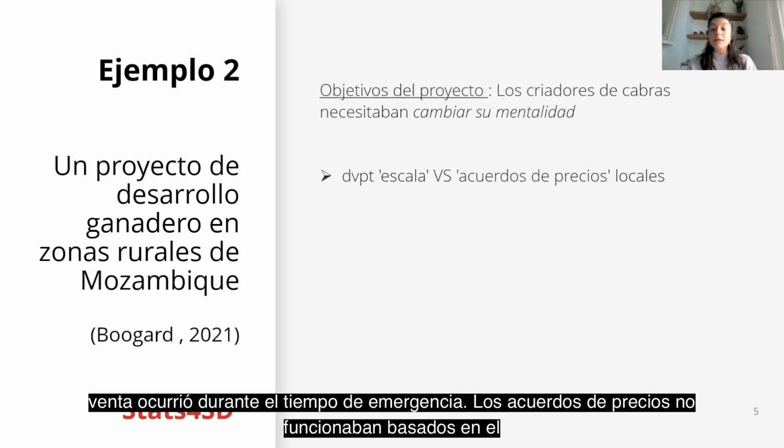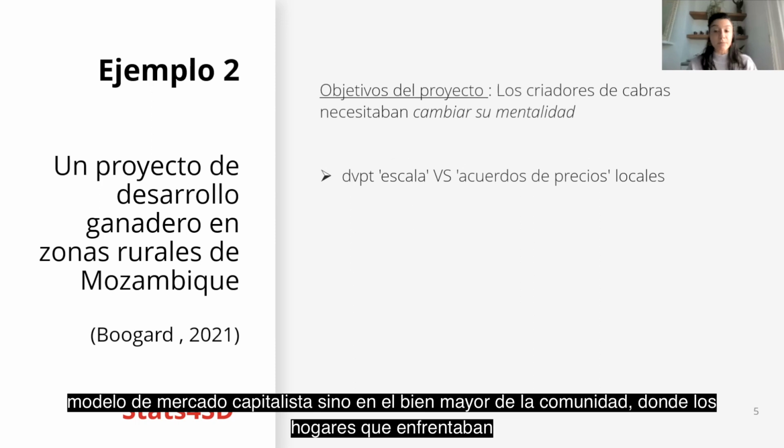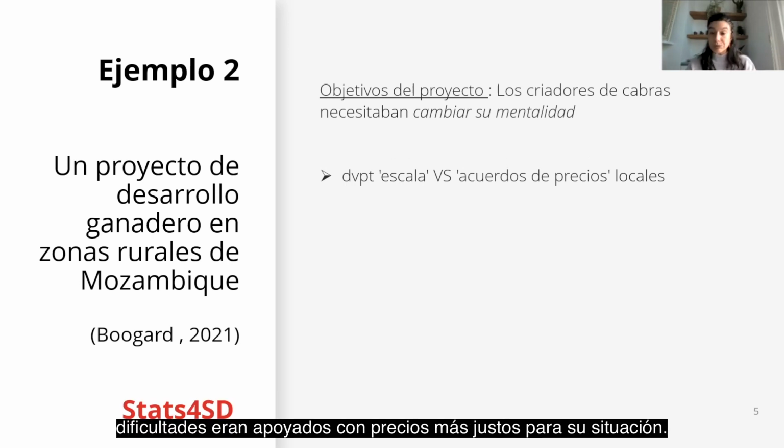Price agreements did not work based on the capitalist market model, but based on the greater good for the community, where households who faced difficulties were supported with prices that were more fair to their situation.